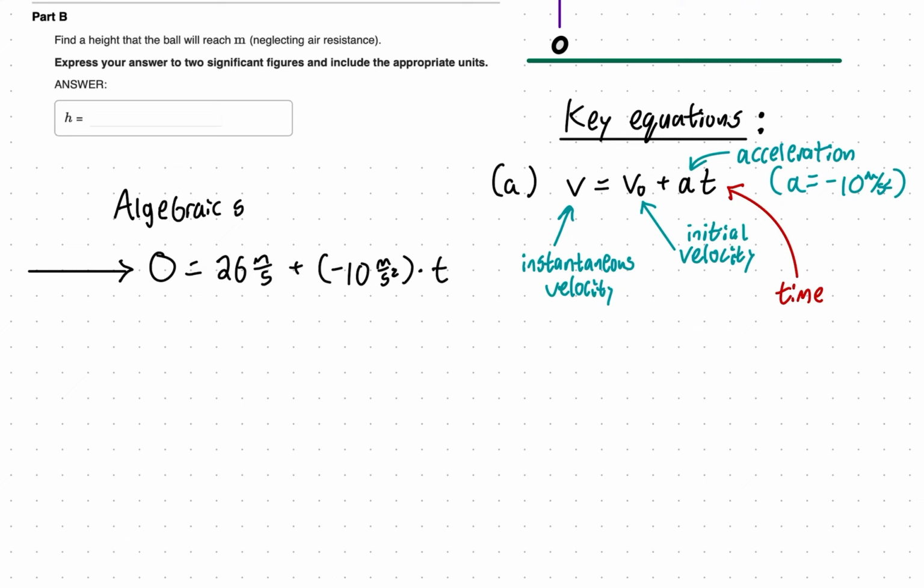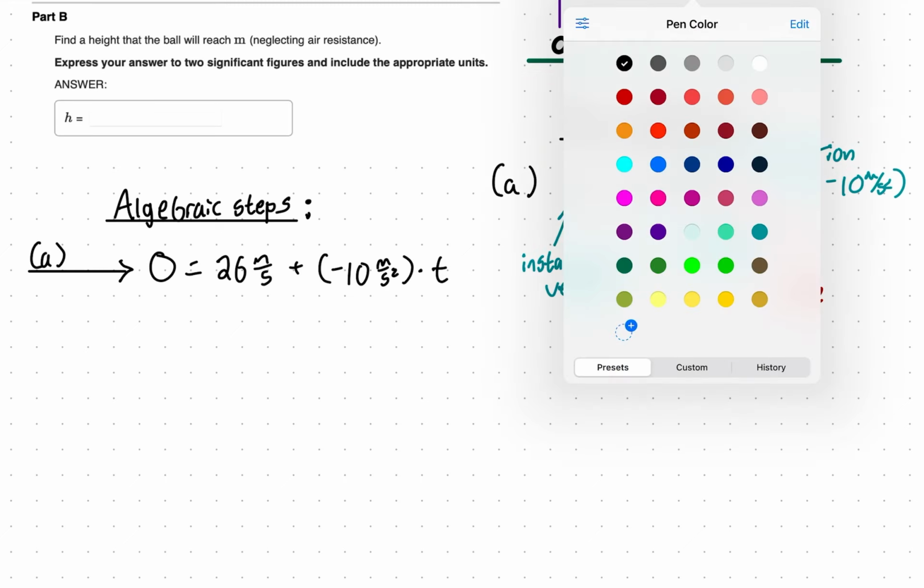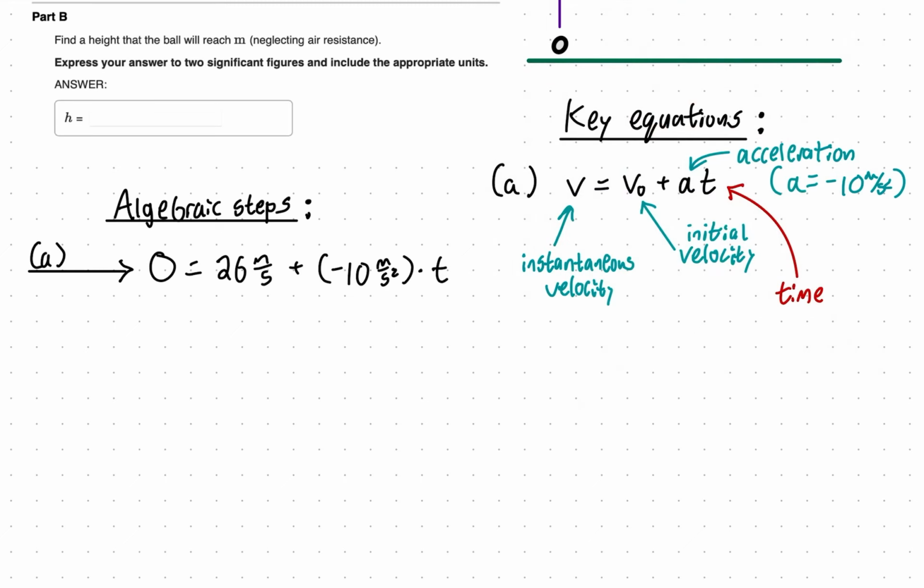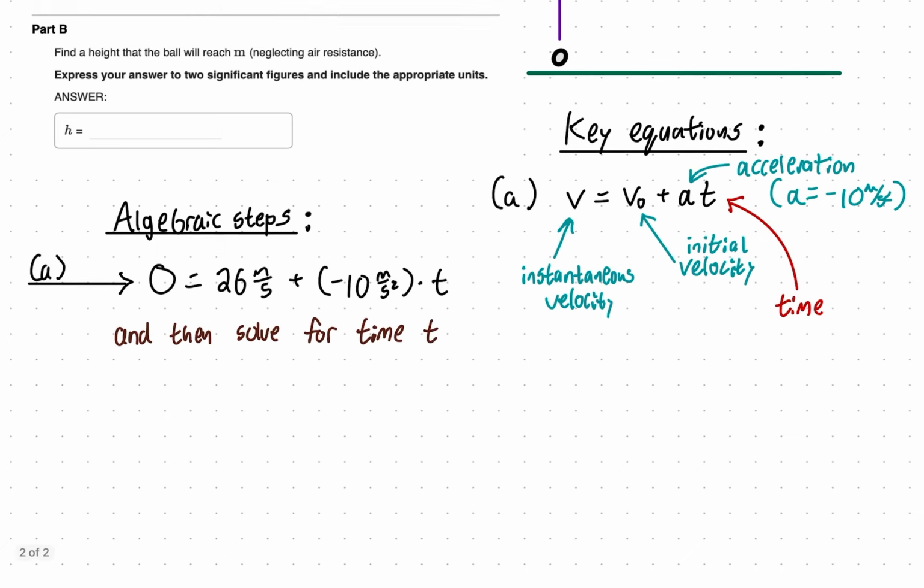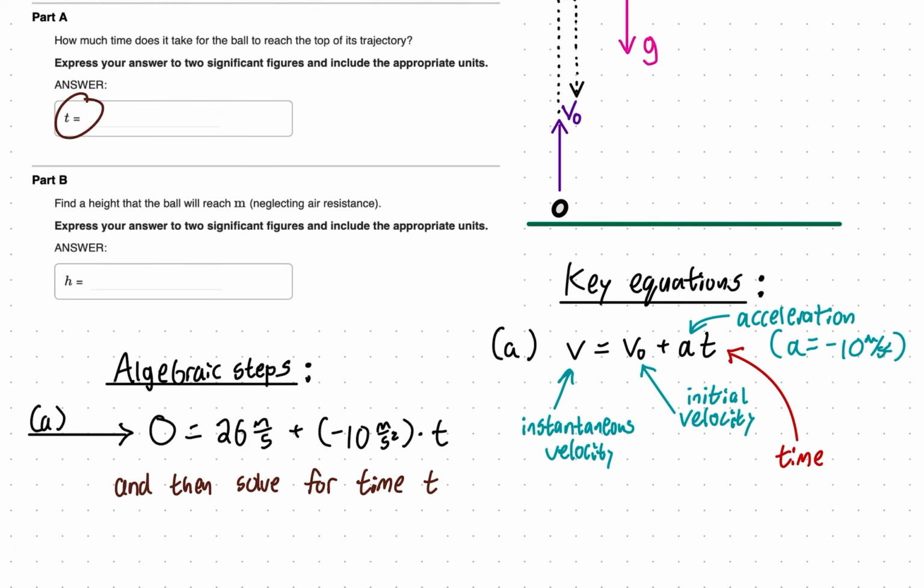All right, so algebraic steps. And that's going to go ahead and also be for A, because we talked about the whole time. And I'll just highlight the fact that, as I said, you would then solve for t. So we'll say, and then solve for time t. And that would be your answer, as you can see, and the units are going to be in seconds.